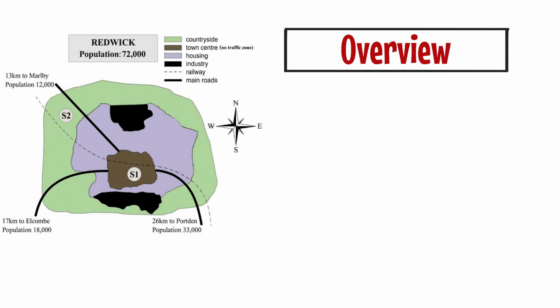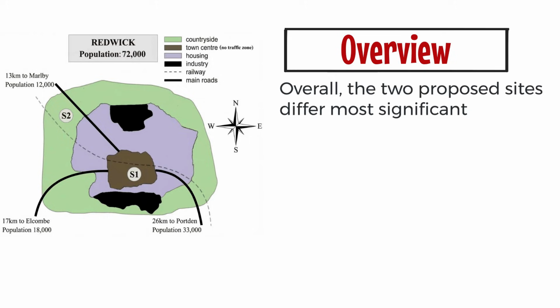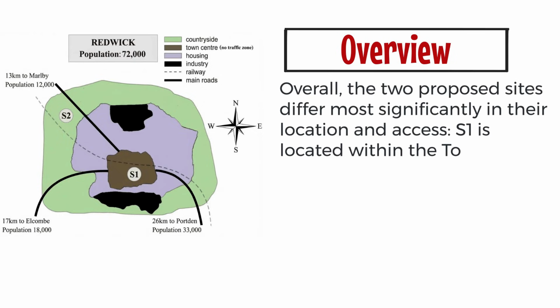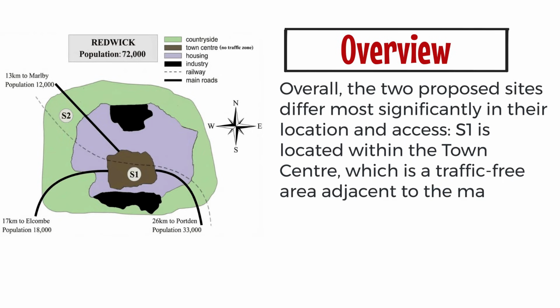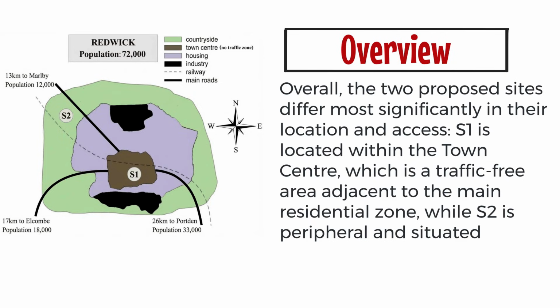This is the single vital sentence we finalized during our planning phase, capturing the core distinction in location and access. We simply place the completed sentence here. Overall, the two proposed sites differ most significantly in their location and access. S1 is located within the town center, which is a traffic-free area adjacent to the main residential zone, while S2 is peripheral and situated in the countryside, close to a major road.